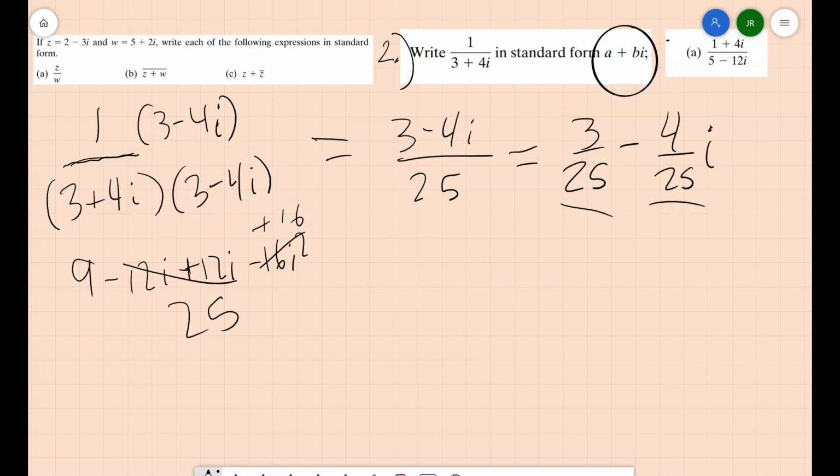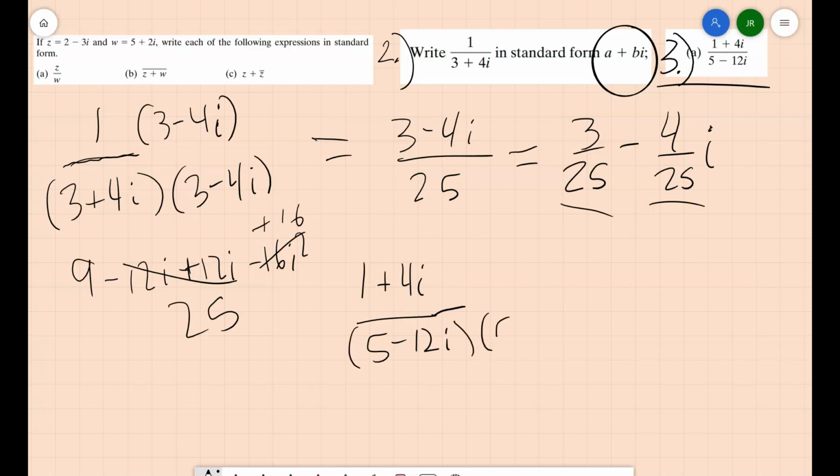Now, let me call this one number 3. Okay, I'm working on this one now. We need to divide this and write it in standard form. The way that we can do that is we say 1 plus 4i over 5 minus 12i, we do the same thing we just did on the previous problem, which is rationalize this denominator by multiplying it by its conjugate. So multiply that by 5 plus 12i. And as long as I do the same thing on the top, then I'm good.